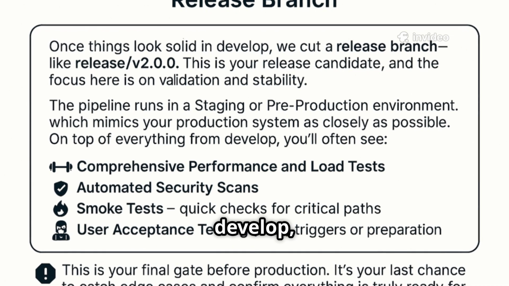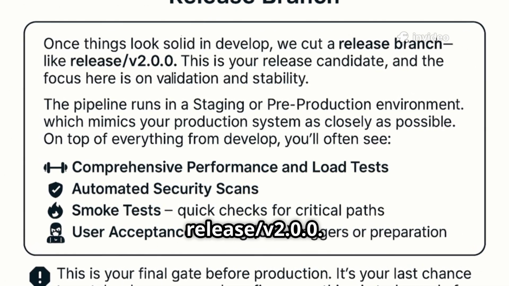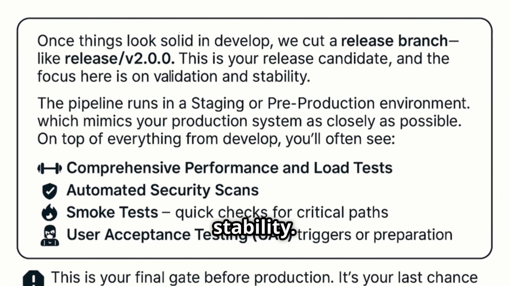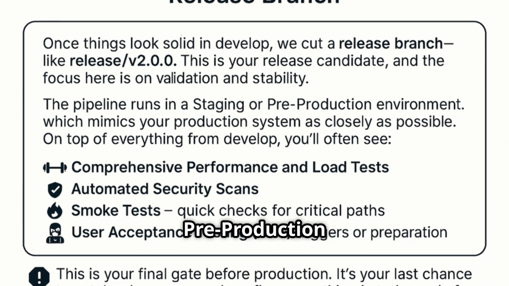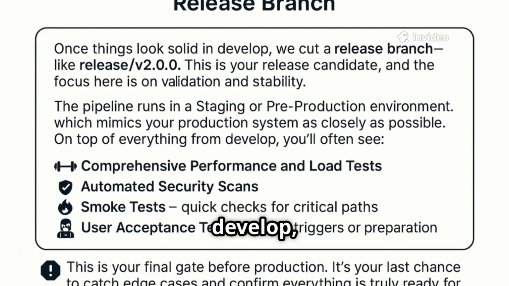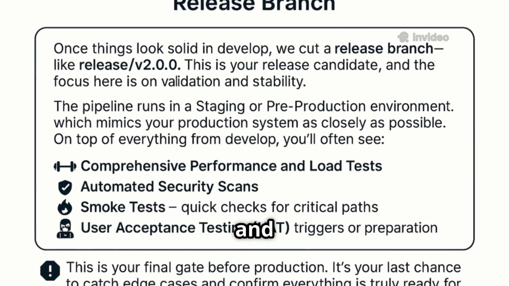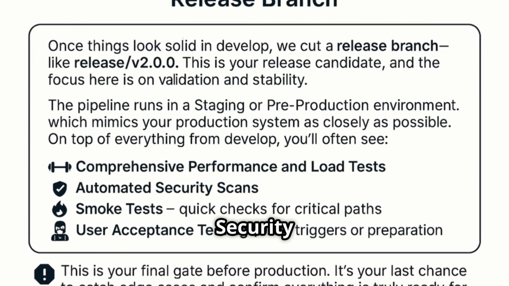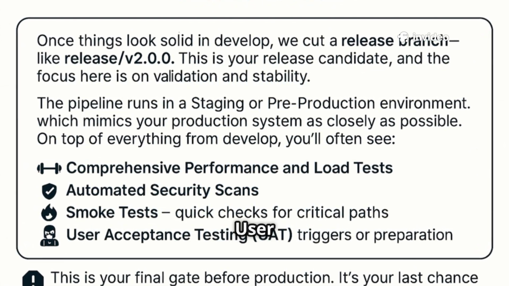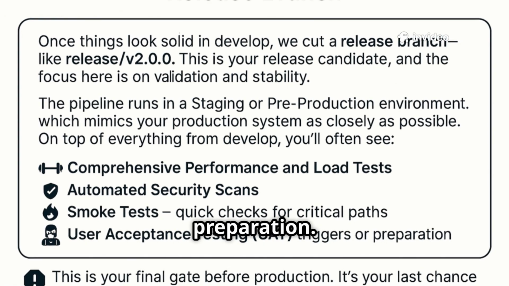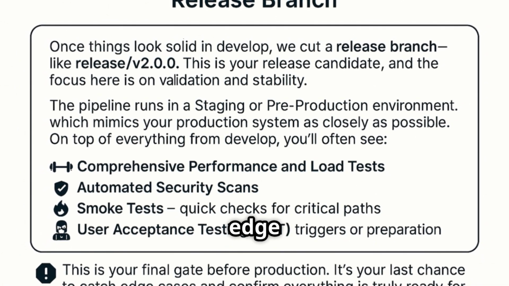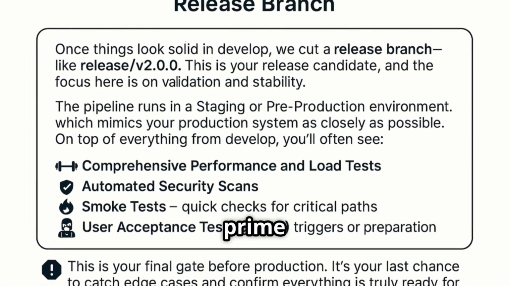Once things look solid in develop, we cut a release branch, like release/v2.0.0. This is your release candidate, and the focus here is on validation and stability. The pipeline runs in a staging or pre-production environment, which mimics your production system as closely as possible. On top of everything from develop, you'll often see comprehensive performance and load tests, automated security scans, smoke tests, quick checks for critical paths, and user acceptance testing, or UAT, triggers or preparation. This is your final gate before production. It's your last chance to catch edge cases and confirm everything is truly ready for prime time.